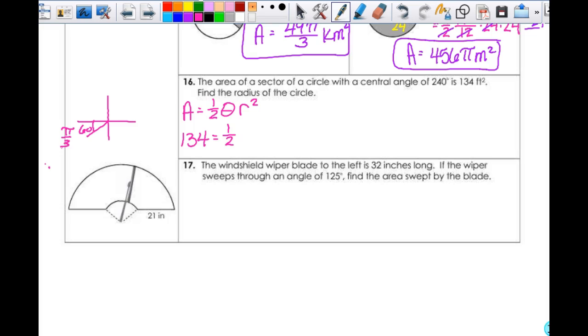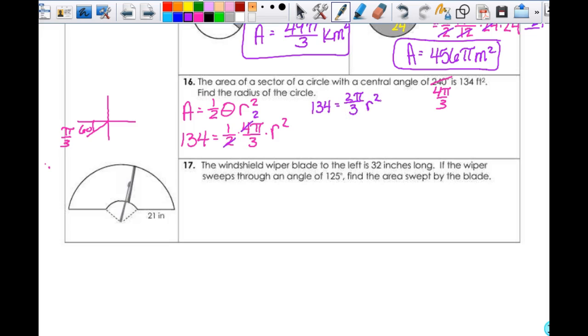What's your pi thirds angle? Pi thirds. This gives you that 4 pi thirds. So that is 4 pi thirds times r squared. Okay, everybody good? And the 2, yes, so cancel out that and make that a 2. And I'm going to rewrite this just so I don't lose anybody. So 134 is equal to 2/3, or 2 pi thirds, times r squared.